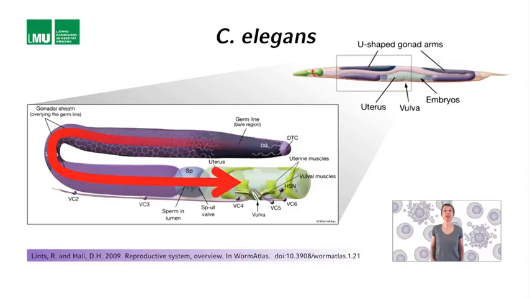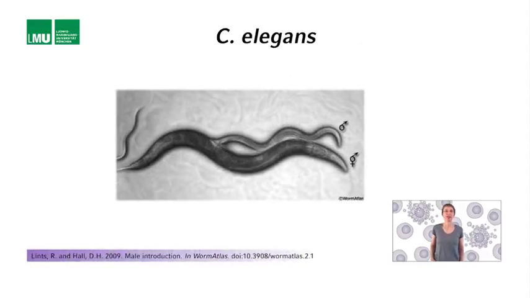However, for genetic analyses, it is also important to be able to cross different strains, different mutants, and that's why it is good to have males as well. If males mate with hermaphrodites and fertilize them, cross progeny is generated because male sperm outcompetes hermaphrodite sperm.